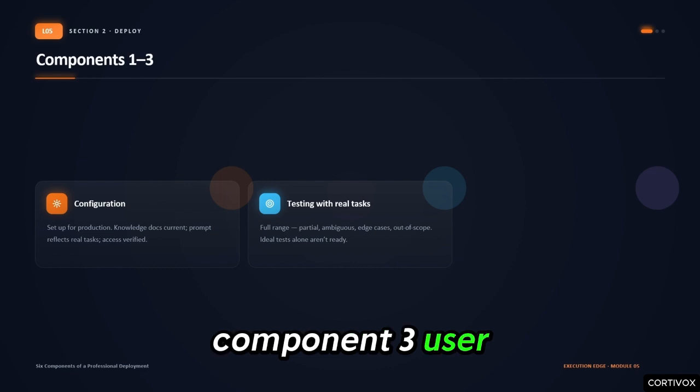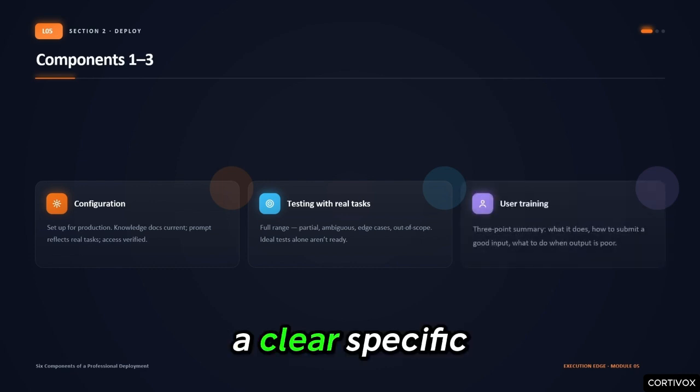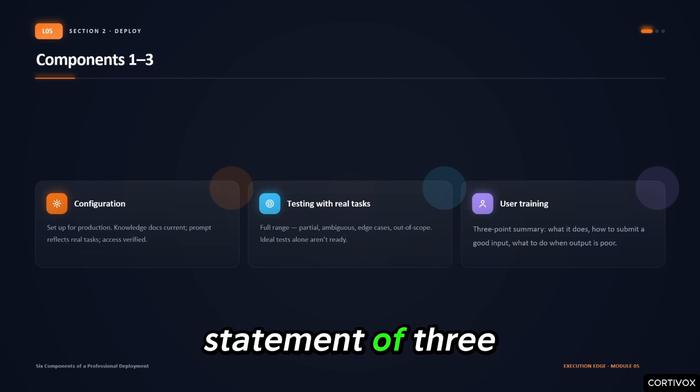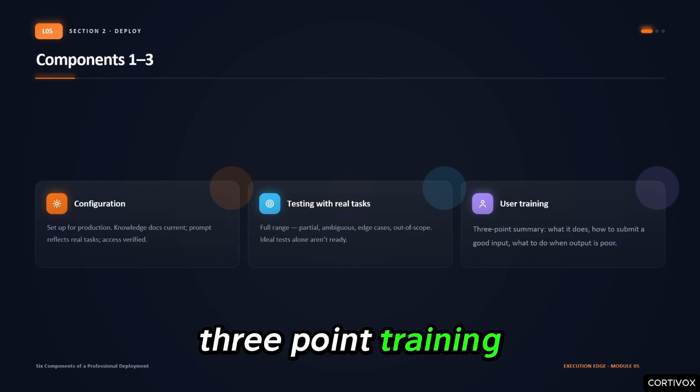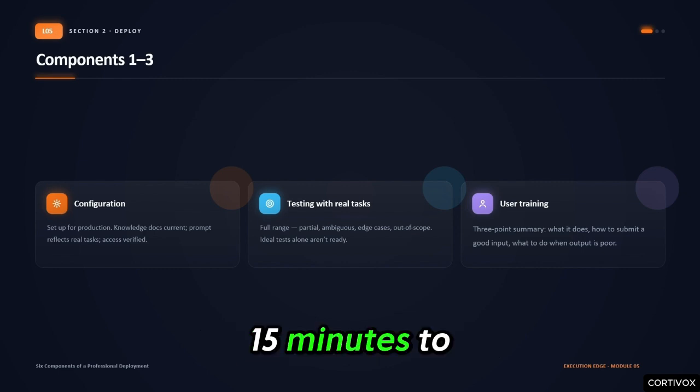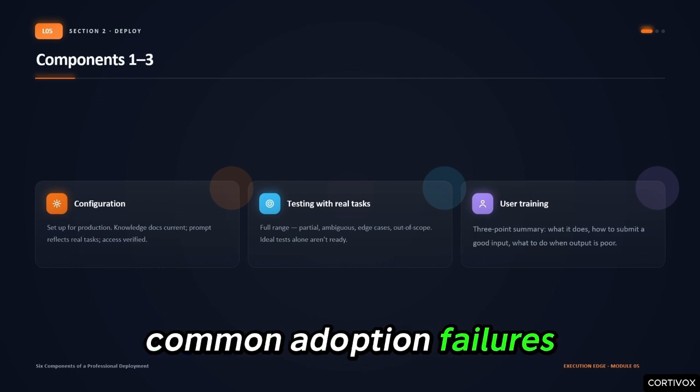Component 3, user training. A clear, specific statement of 3 things: what the system does, how to submit a good input, and what to do when the output is not useful. This is the 3-point training summary. 15 minutes to design prevents the most common adoption failures.